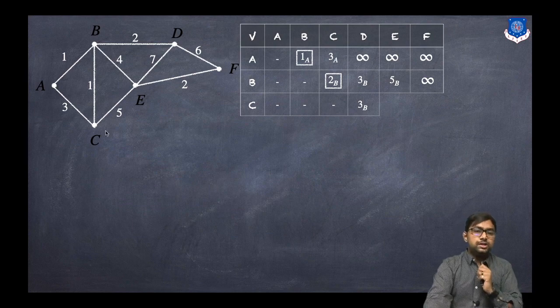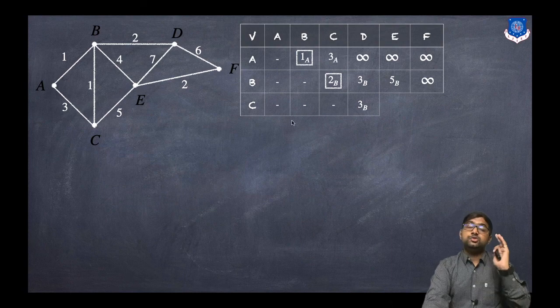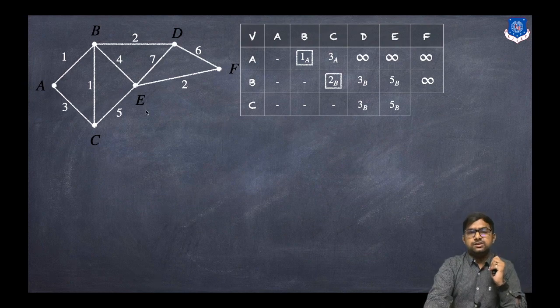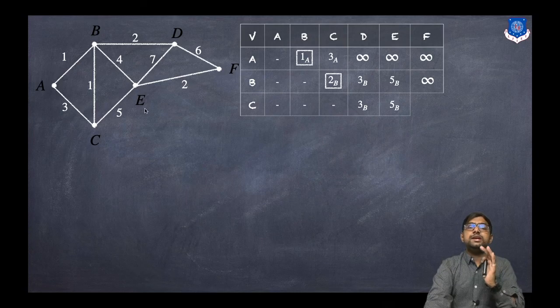Now C to E. So it will be this 5 plus 2. Okay, so it will be 7. Fine. But we have already this 5, the minimum. So we'll write 5B. Why? Because we are reaching E via C. So how is it 5? Just consider this path, so that means 1 plus 4. So A, B and E. So 1 plus 4, that is 5. And here it was 7. So that is why we have written 5B.